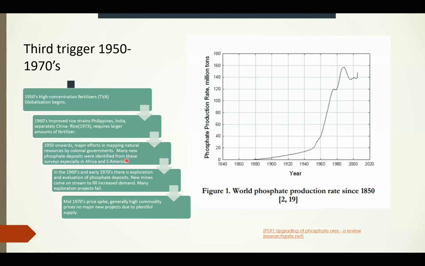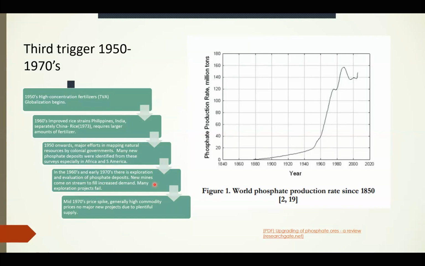But yeah, 1950s, some of them do something. So Senegal and Togo, they've identified the phosphate deposits and they start to look at doing something with them. But in the 60s and 70s, there's exploration and evaluation of some of these phosphate deposits, and a few new mines come on stream. So Senegal, Togo definitely come on stream. Palabora comes on stream. But many of these exploration projects fail. Okay, there are a lot of reasons for them failing.